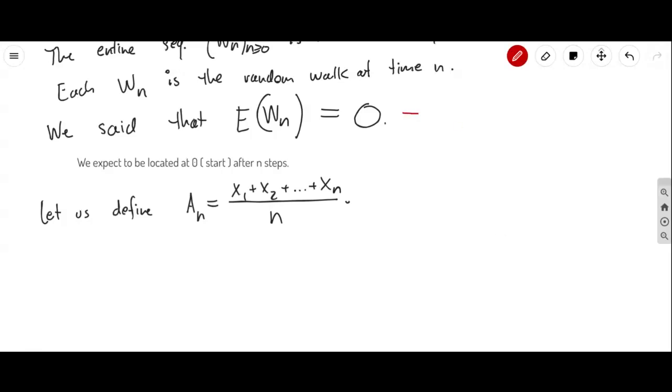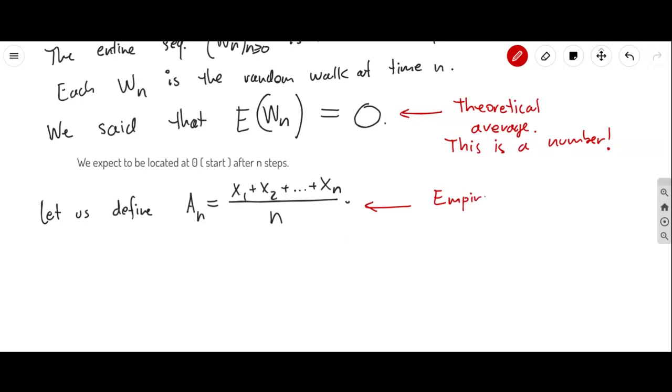And now we're going to say that this quantity over here is the theoretical average. This is where we're supposed to be. So this is a number, the theoretical average. Whereas this sum, that average, is the empirical average. This is what we actually get when we move n steps. That's the average that we see.